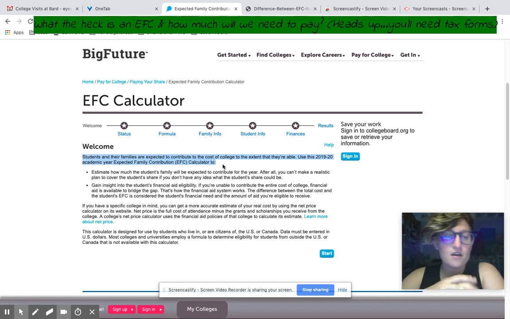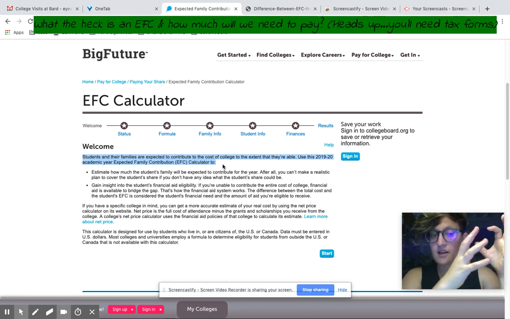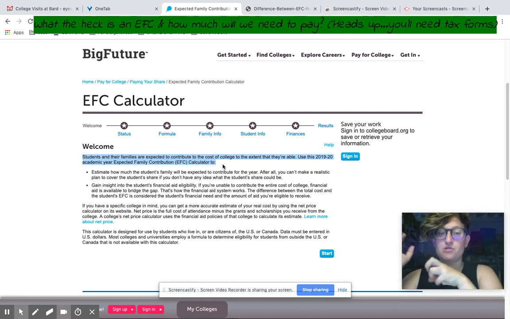Gain insight into the student's financial aid eligibility. Because if you're unable to contribute the entire cost of college, financial aid is available to bridge the gap. That's how the financial aid system works. The difference between the total cost, how much it costs to go to college, and the student's EFC is considered the student's financial need and the amount of aid you're eligible to receive.